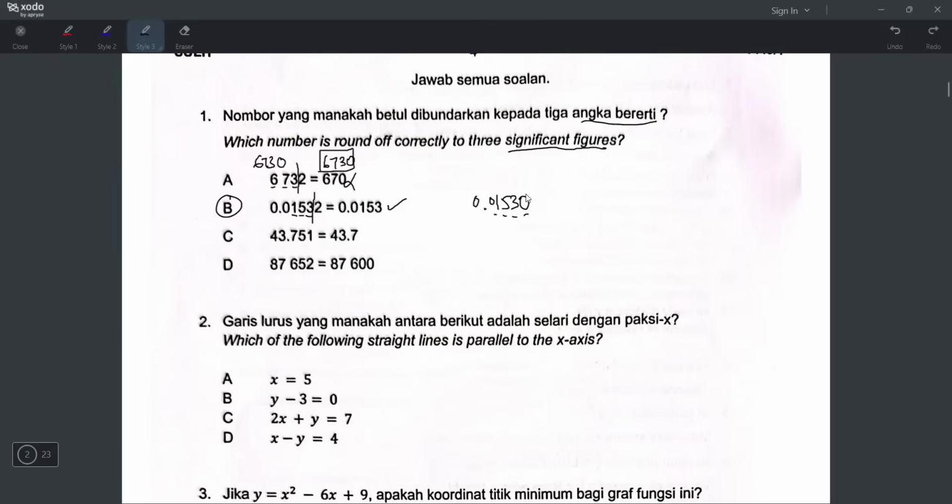So that's why it's not correct to write the 0. Because they want three significant figures. So if you write the 0, it becomes 4. That's why B is the answer. Okay, I will explain C and D also. Same thing. We will count from the left.